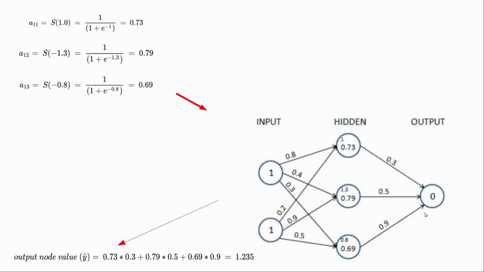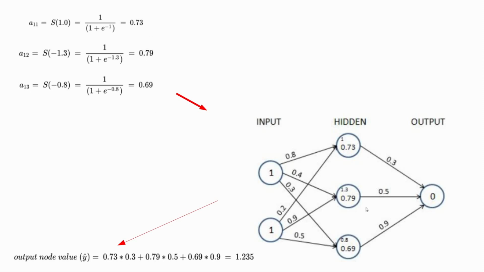And then the final output node value, y predicted, that is the predicted value of y for us, is again the weighted sum of these values. The weight for this connection, from the first node of the hidden layer to the output layer, is 0.3. Multiply that by the value of 0.73 that we just calculated here with the sigmoid function.